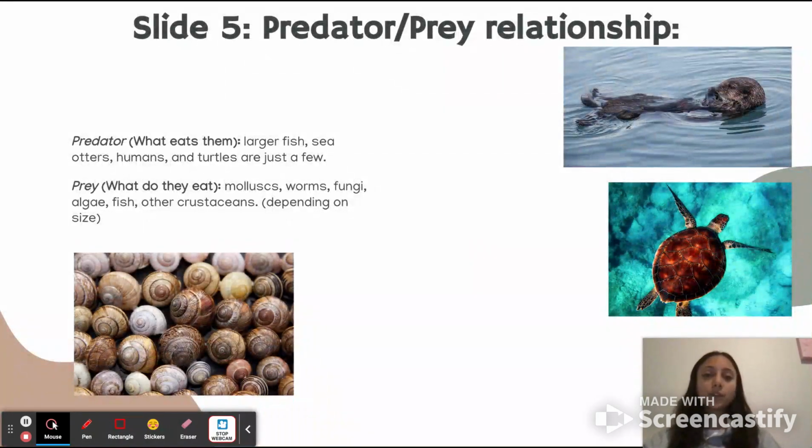Slide 5 is going to go over the predator-prey relationship. So predators, what eats them, are going to be larger fish, sea otters, humans, and sea turtles, to just name a few. And their prey, or what they eat, discussed in the previous slide, are going to be mollusks, worms, fungi, algae, fish, and other crustaceans, just depending on the size of the crab.